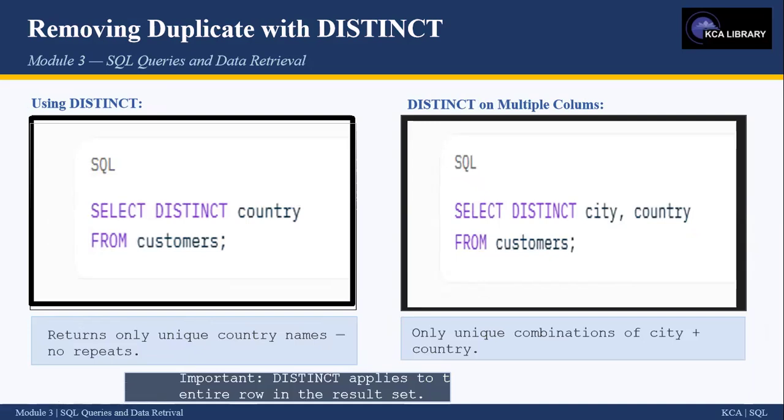Removing duplicates with distinct. Sometimes your query returns duplicate rows. That is where distinct comes in. To get unique country names, select distinct country from customers. You can also use distinct on multiple columns. Select distinct city, country from customers. Distinct applies to the entire row in the result set.